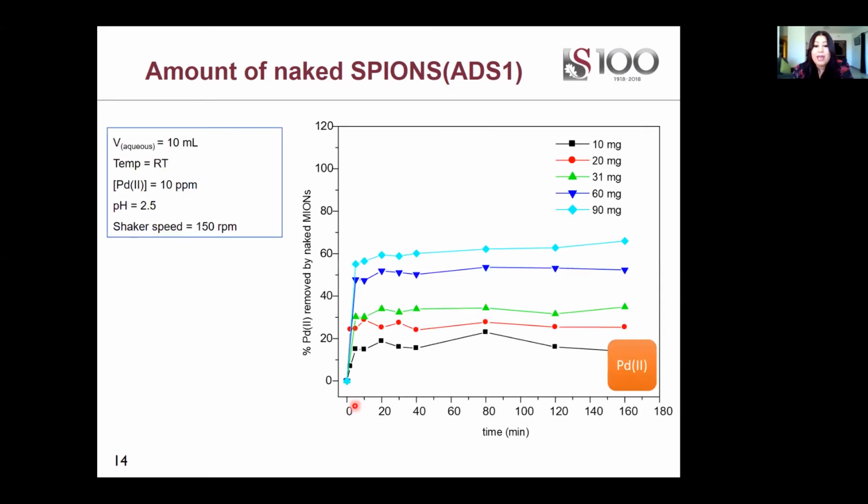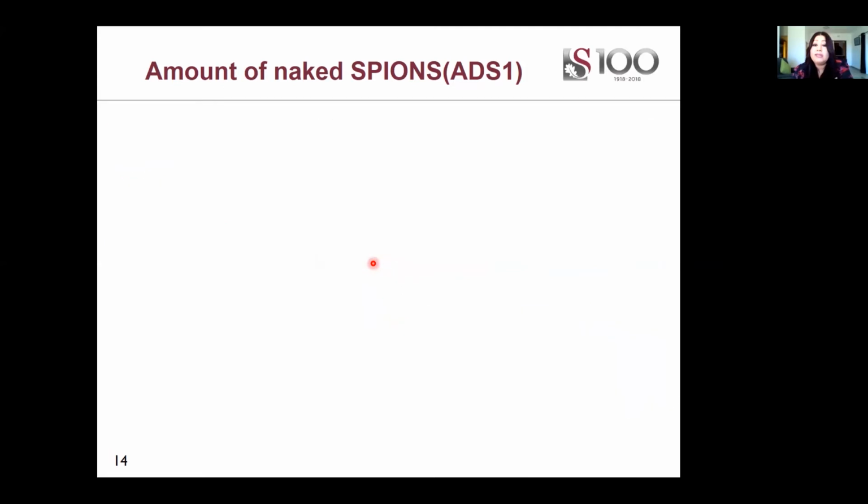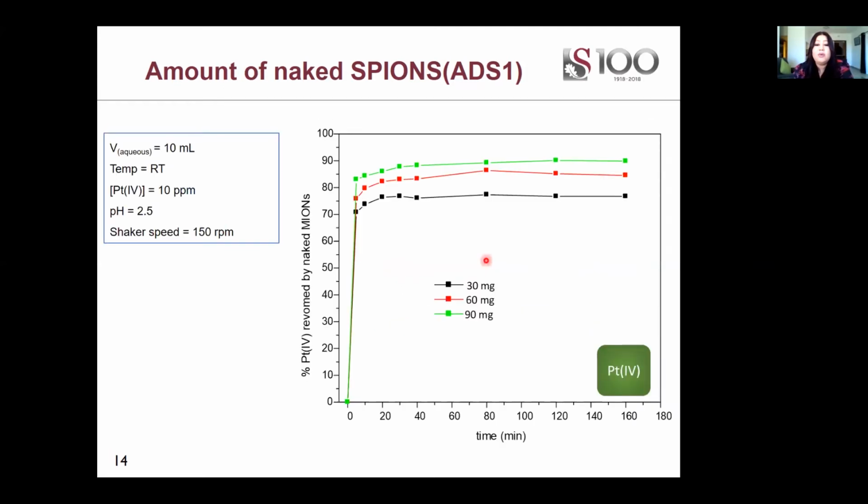When we tried this with the palladium, we saw that using these low amounts of adsorbent gave very low extraction rates. So for the 30 milligrams, where we got 100% for the gold, we got about 30% for the palladium. So we increased it a bit to 60 and 90, and still the most we could extract was 60% of the palladium. And this is single batch studies still. So then when we did platinum, we found that increasing from 30 to 60 to 90 didn't actually make much of a difference because you extract between 70 and 85% of your platinum as well.